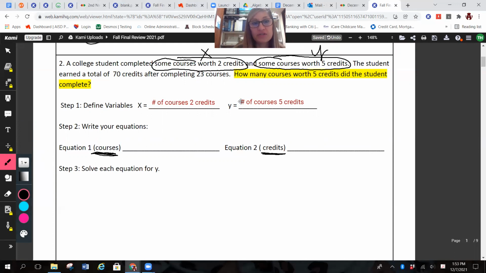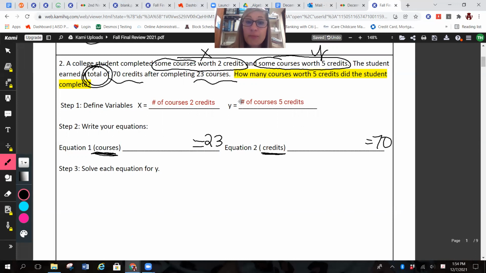So for courses, it says a total of 23 courses. So equals 23. For credits, it's a total of 70 credits. Equals 70. How does that feel, guys? The total courses that you've taken in college is 23 different classes, so equals 23. And the total credits you've earned for those 23 classes is equal to 70 credits.